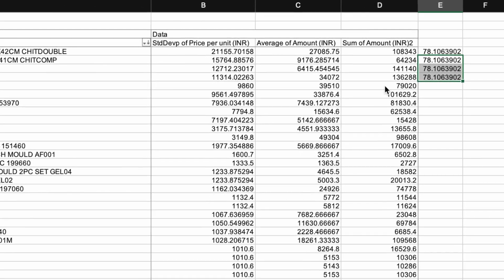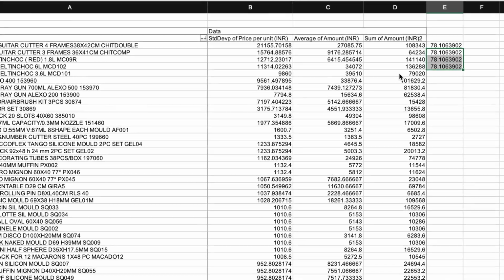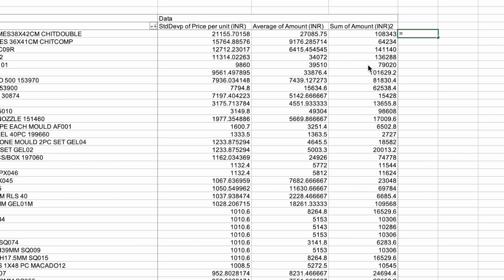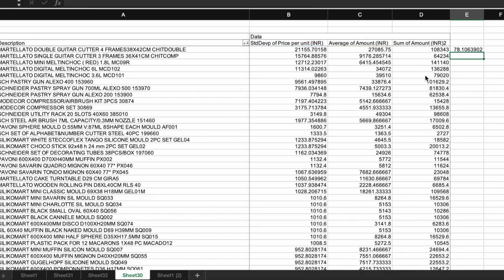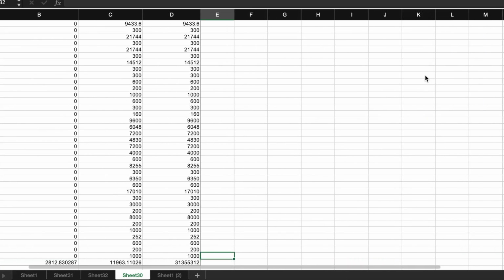well, you can't do it this way. It would not give you the correct results. We have to manually type the formula. B5 divided by C5 into 100. This I have typed it, please note that. I copy paste here and here are the results.